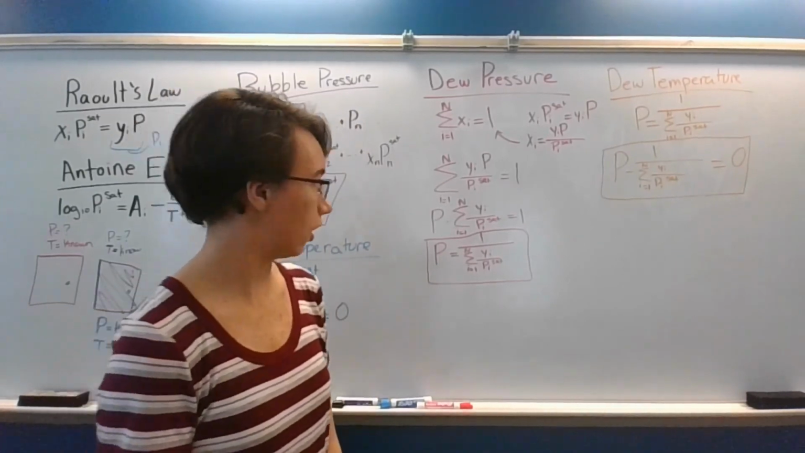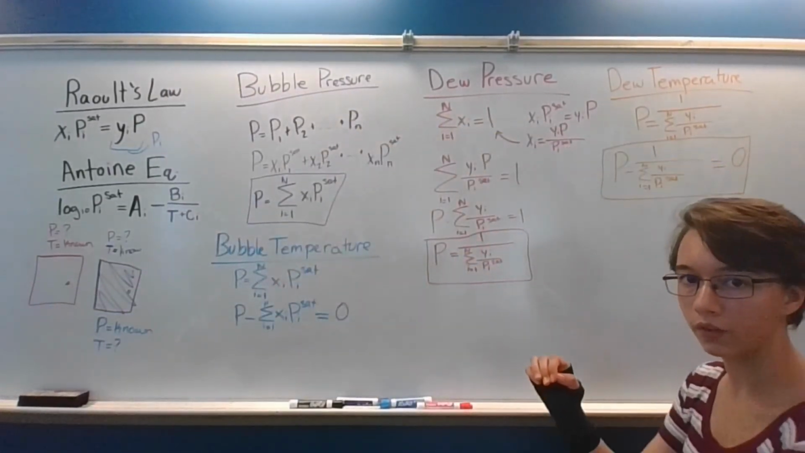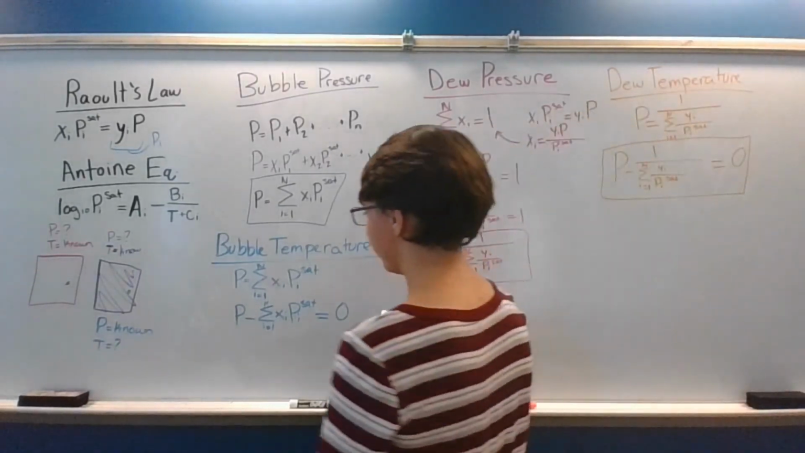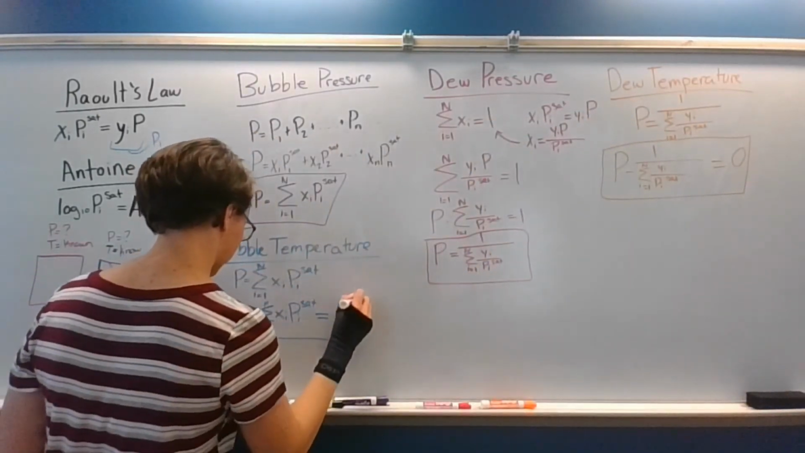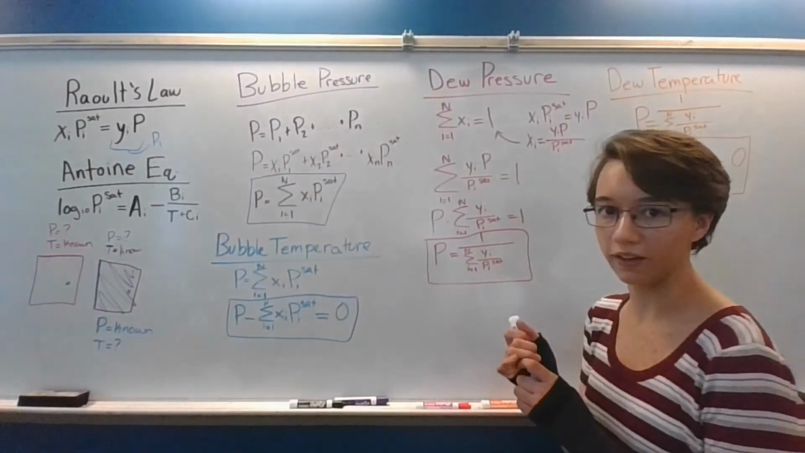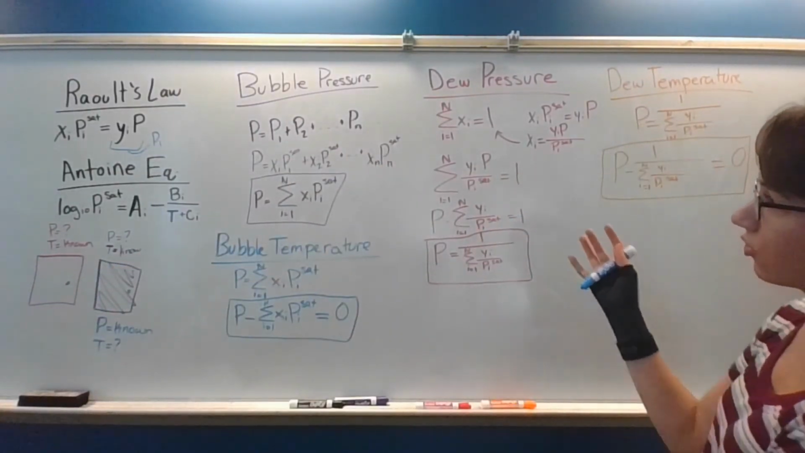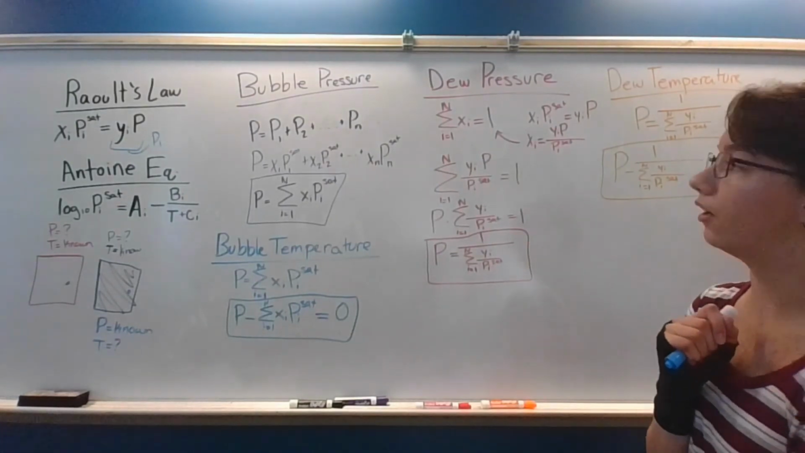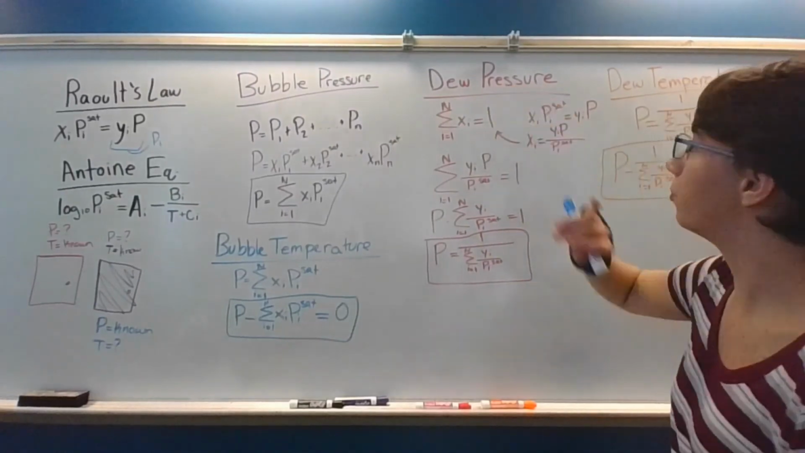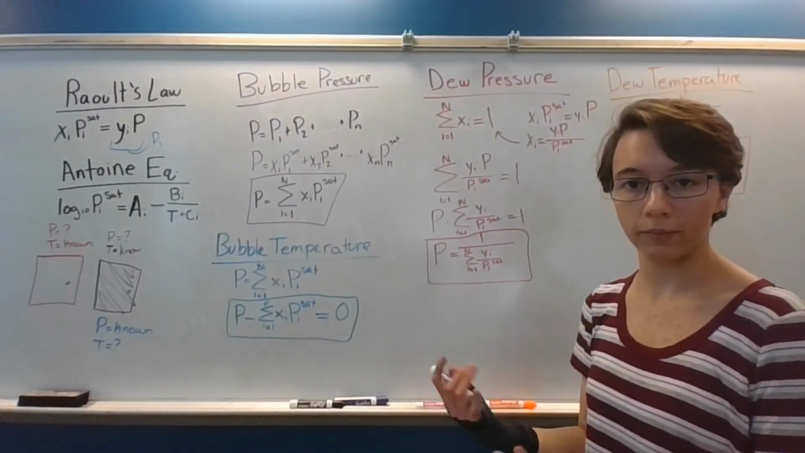So there are our 4 equations that we can derive. Oh, I forgot to box this one up. Alright, there we go. So there are our 4 equations that we can derive from Raoult's law, and we can use them to find the bubble point and the dew points for whatever mixture we have.